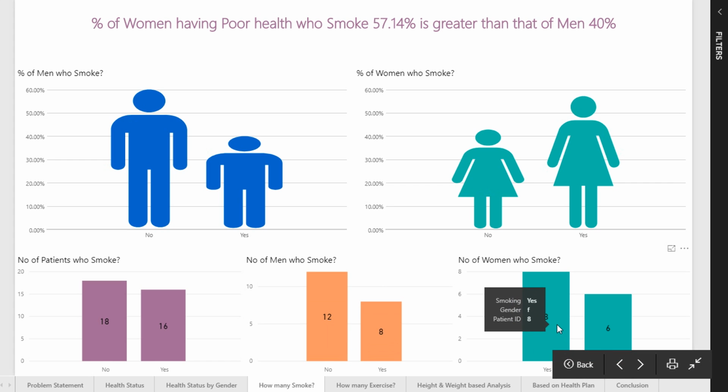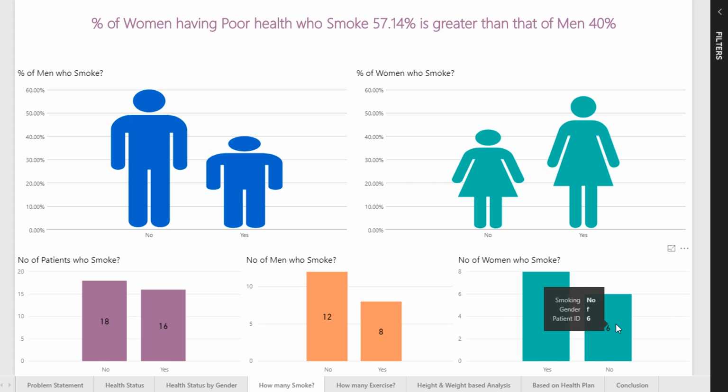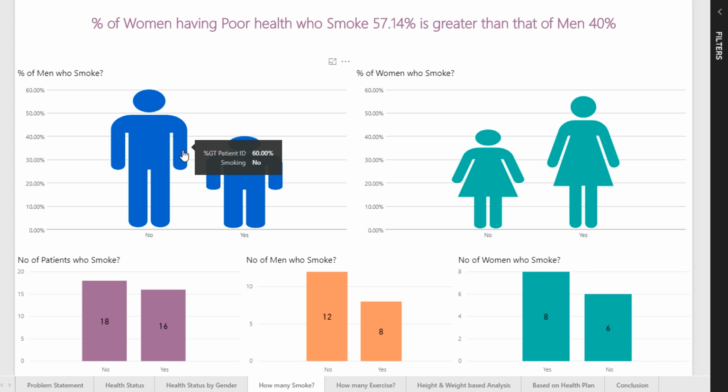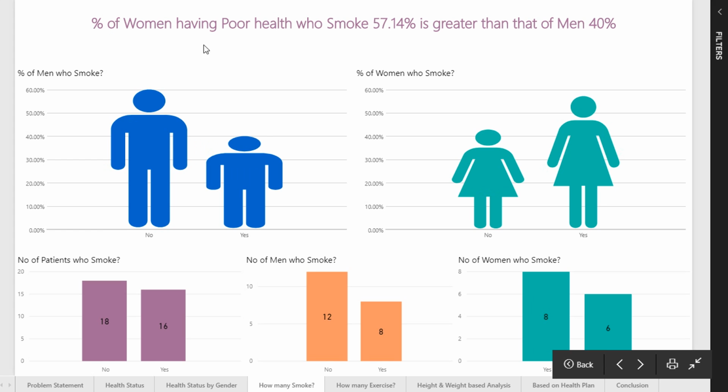Same is the case here. There are 8 women who smoke and have a poor health status, and there are 6 women who don't smoke but still have a poor health status. So the key insight that we get out from this page is that the percentage of women having poor health who smoke is 57.14%, which is considerably greater than that of men, which is just 40%.